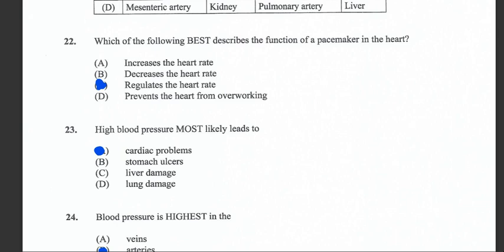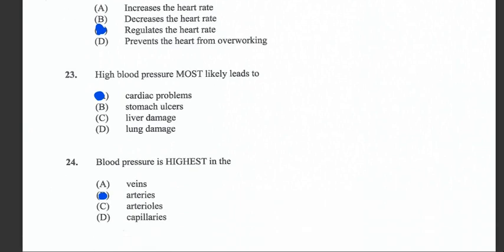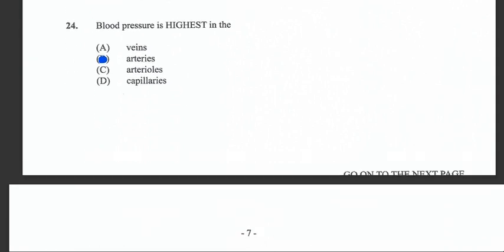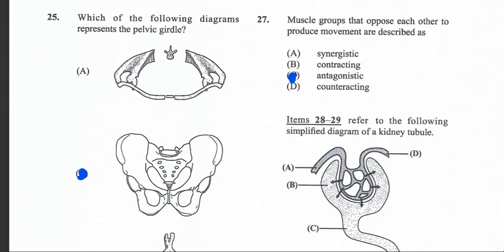Alright, number 23. High blood pressure is most likely to lead to what? We are talking about cardiac problems, like heart problems. Alright, good. Number 24. It says high blood pressure would be the highest in the artery. Alright, good. Number 25.